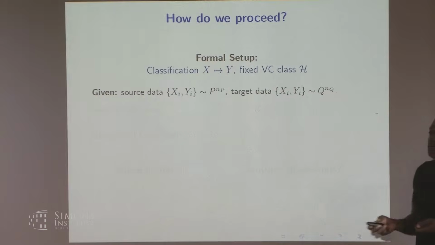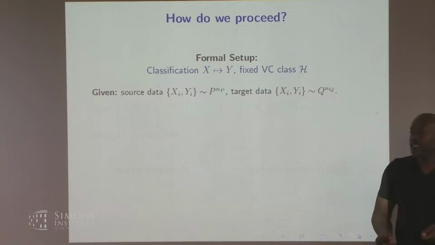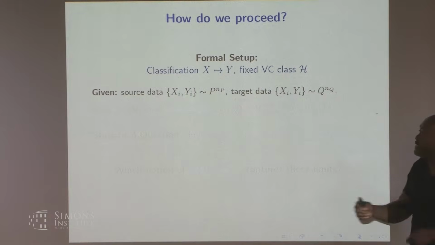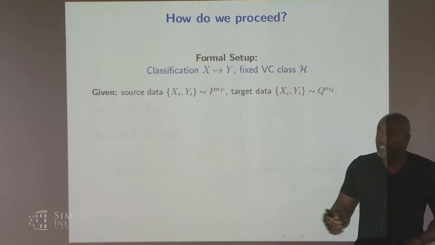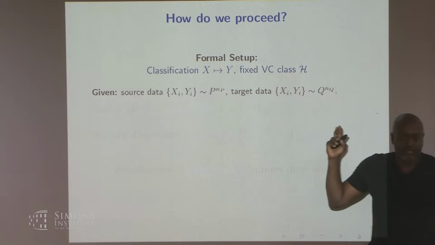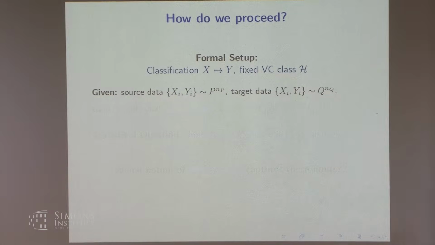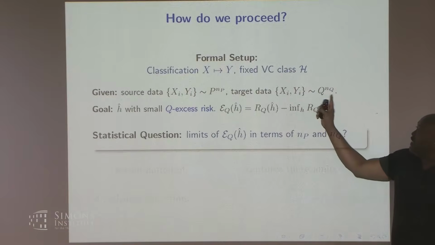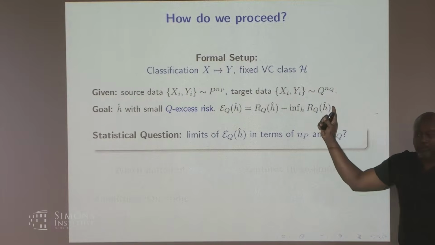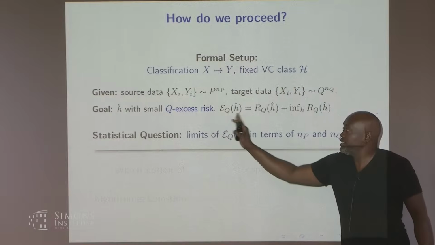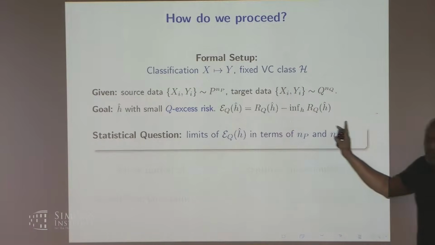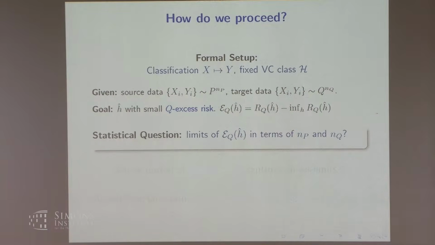Because let's go back to the original question. I want to understand the statistical value of data from P versus data from Q, and I want to understand, therefore, the limits of transfer learning under both sample sizes. If I have a learner that has access to two samples, what is the best possible risk of that learner in terms of both N_P and N_Q? And here, I'm interested in excess risk under the target, the Q excess risk. Fine.